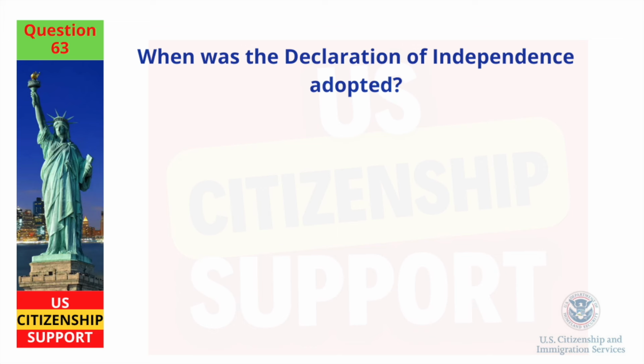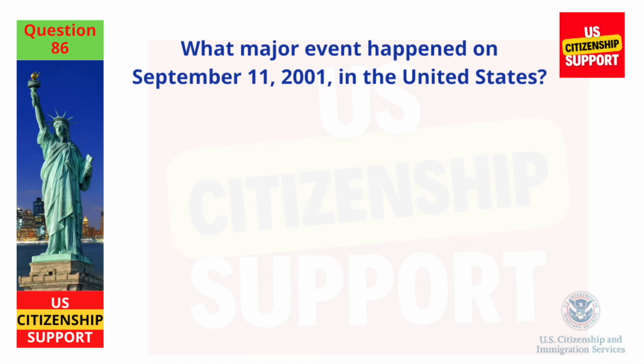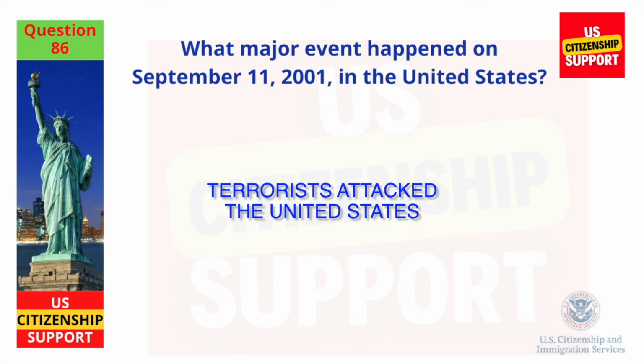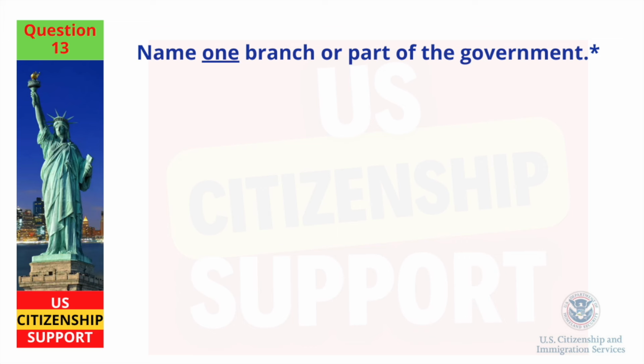When was the Declaration of Independence adopted? July 4, 1776. What major event happened on September 11, 2001 in the United States? Terrorists attacked the United States. Name one branch or part of the government. Congress.